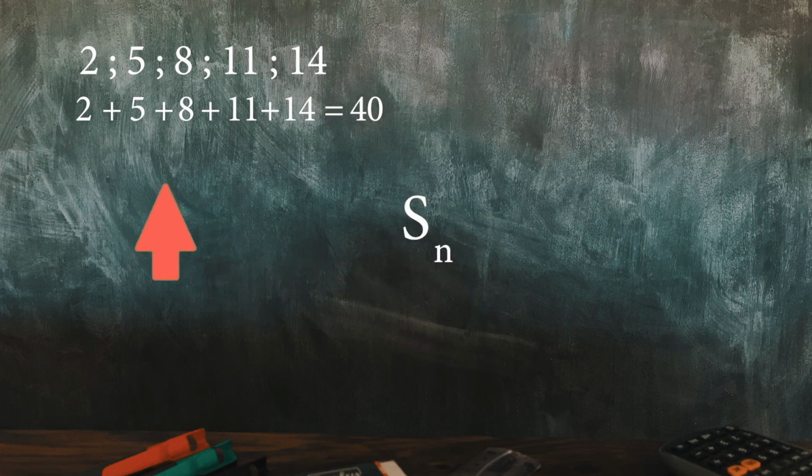Now it's quite easy to calculate the sum of only 5 terms. But what if there's 100 terms? We cannot simply spend the time to add them individually. So we are going to learn a couple of formulas that can help us with this challenge.